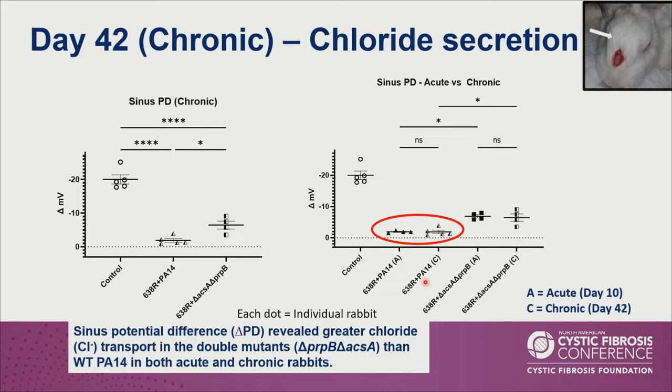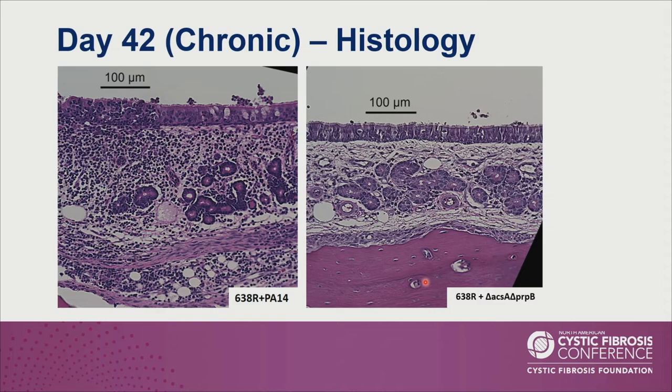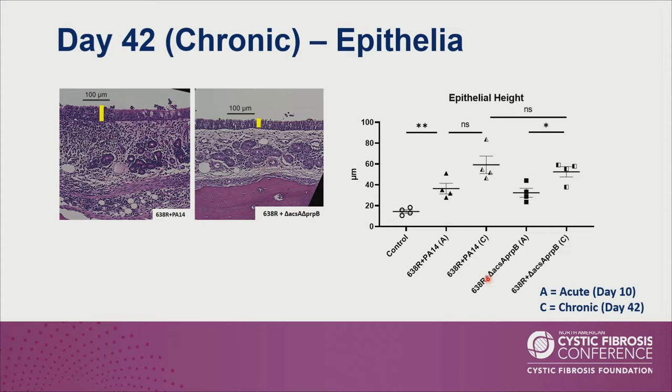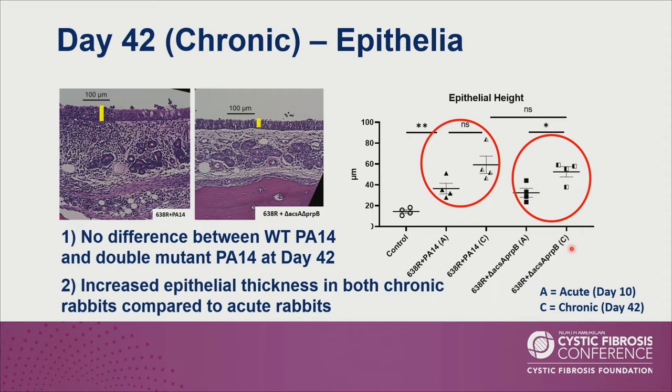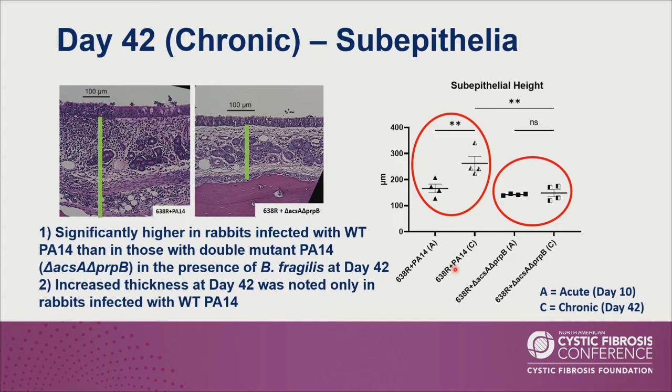When I look at the histology in the chronic condition, the epithelial thickness is somewhat different, but there's no difference between the wild type and the mutant groups at the chronic condition. There's an increased epithelial thickness in both chronic rabbits compared to their acute counterparts. But the major significant difference is in the subepithelial layers. There's a significantly higher thickness in the submucosal layer of rabbits infected with wild type. So a lot is happening in the submucosal layer, not in the epithelial layer.